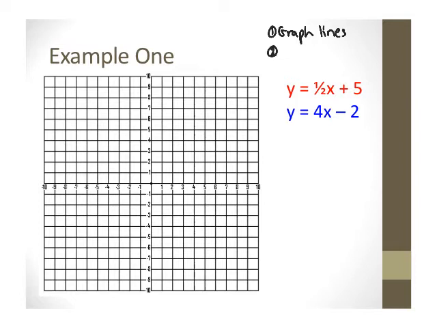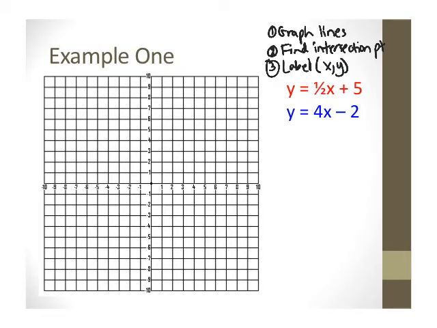Find the point where they meet. I'm going to call it the intersection point. Okay. And label the X, comma, Y values. Okay? That's it. So let's start by graphing the red line, okay?